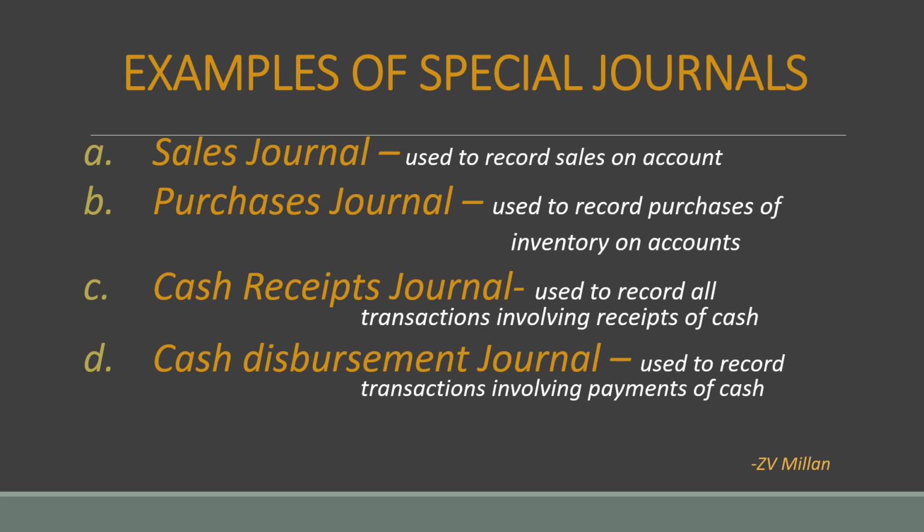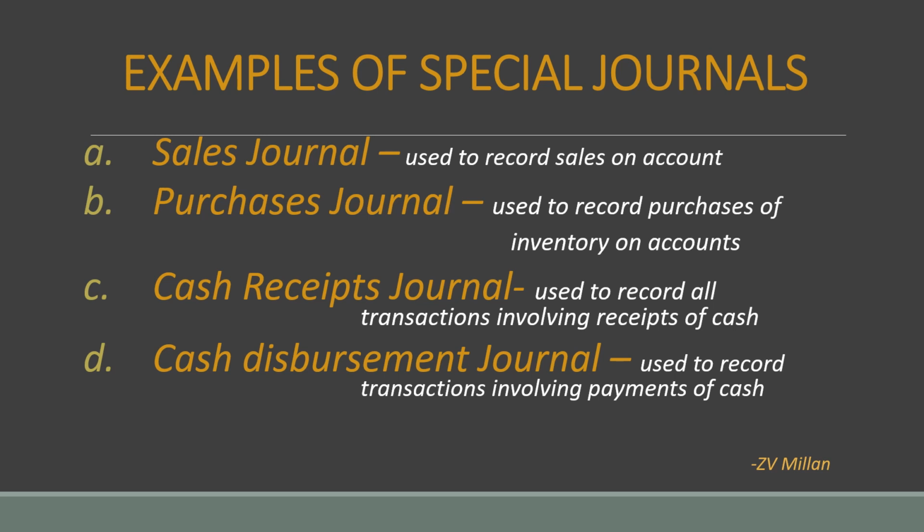So, third is the cash receipts journal. So, saan naman ginagamit itong cash receipts journal? The cash receipts journal is used to record all transactions involving receipts of cash. So, lahat ng transactions that involve receipts of cash, sa cash receipts journal naman natin ini-entry. And the last is the cash disbursements journal. The cash disbursements journal is used naman to record the transactions involving payments of cash. So, lahat ng transactions that involve payments of cash, ini-entry natin sa cash disbursements journal.